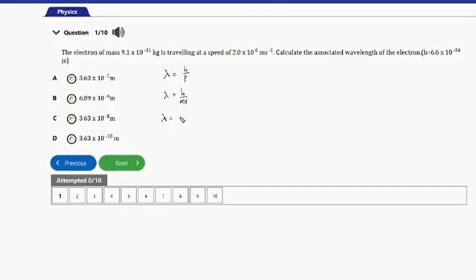We'll have wavelength lambda equal to h, which is 6.6 times 10 to the power of negative 34, over the mass, which is 9.1 times 10 to the power of negative 31, times the velocity, which is the speed here, 2.0 times 10 to the power of 6. When we calculate this, we'll have 3.63 times 10 to the power of negative 10 meters, and that's option D. So let's consider the next question.